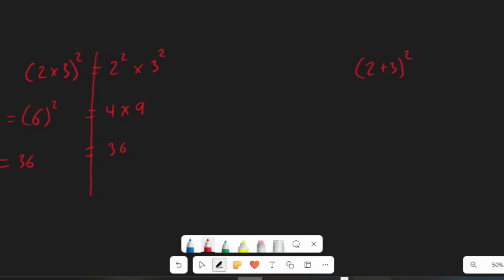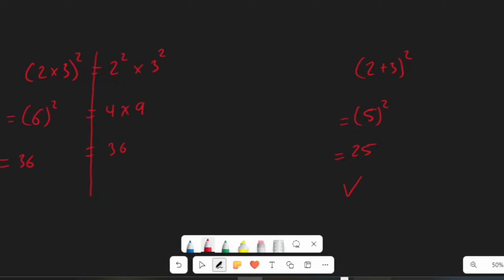When it comes to addition, lots of students get confused because we don't take the same method. So 2 plus 3, whole squared, the correct way to do it is 2 plus 3, which is 5, and 5 squared is equal to 25. That's the correct way to do it.